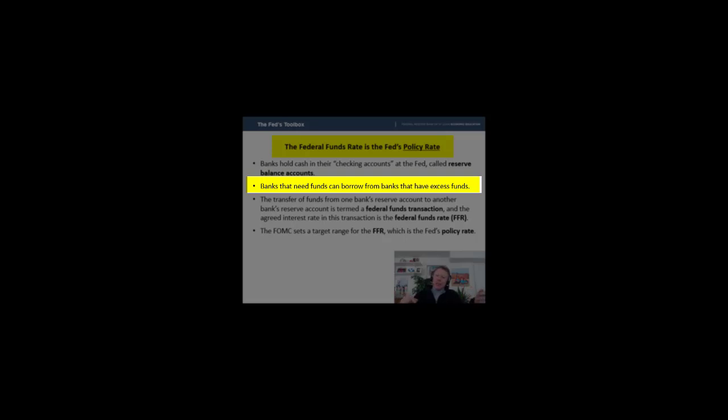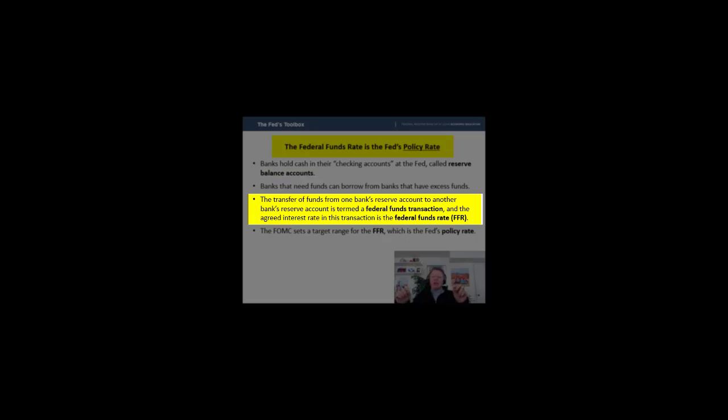And banks that need funds to make payments or pay customers can borrow from the banks that have excess funds. And the transfer of funds from one bank's reserve account to another bank's reserve account is termed a federal funds transaction. And the agreed interest rate in this transaction is the federal funds rate. The federal funds market is an electronic payments market where banks that need funds, meaning they need more reserves, go to borrow funds from banks that have excess reserves or excess funds.